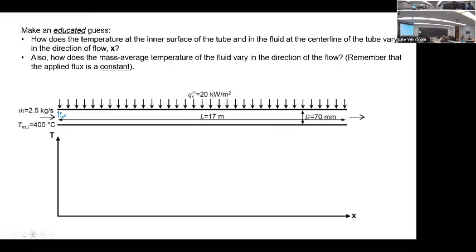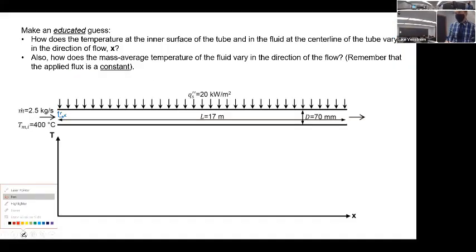I'm just going to sketch. I won't ask you to tell me, but I'll sketch some of the things that I saw. I saw in a lot of sketches thinking that the center line temperature would look something like this.